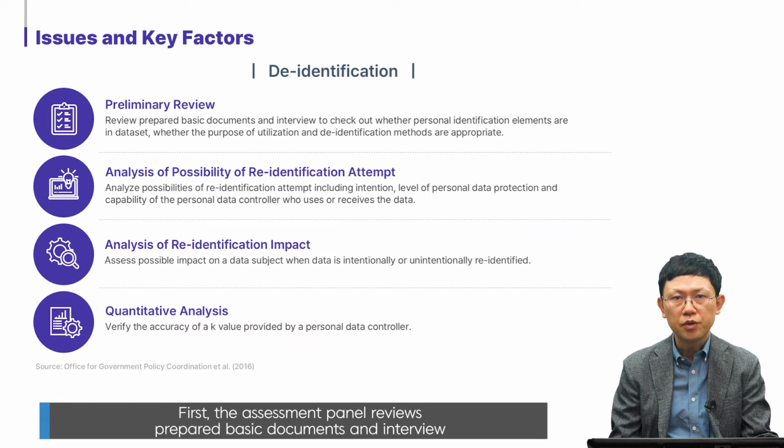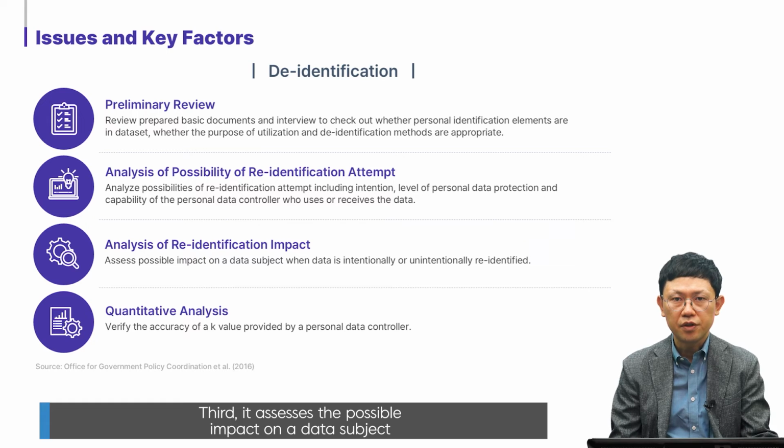First, the assessment panel reviews prepared basic documents and interviews to check whether personal identification elements are in a data set, and whether the proposal of utilization and the identification methods are appropriate. Second, it analyzes possibilities of re-identification attempts, including intention, level of personal data protection, and capability of the personal data controller who uses or receives the data.